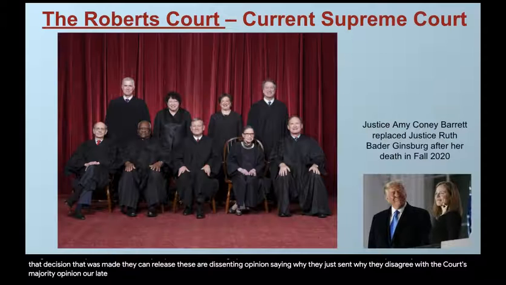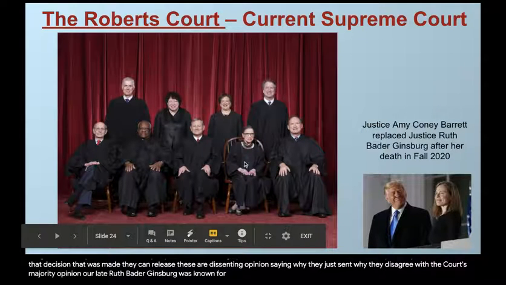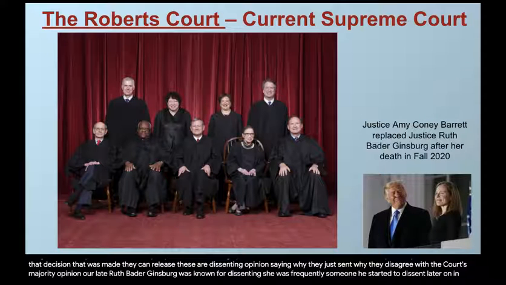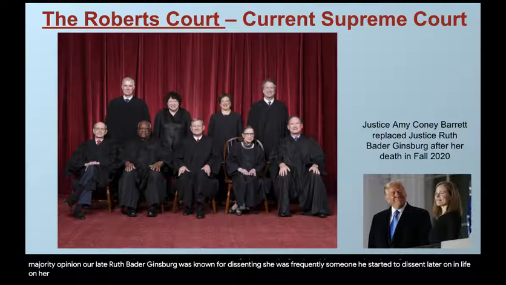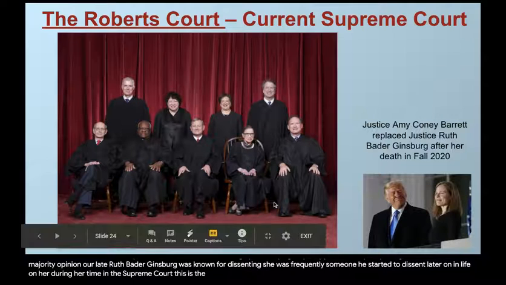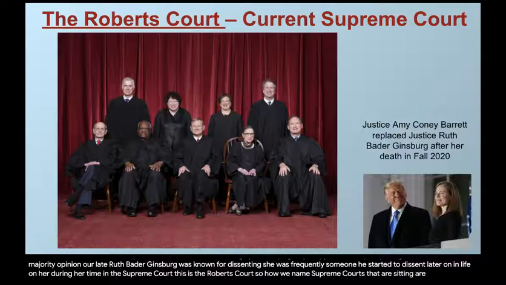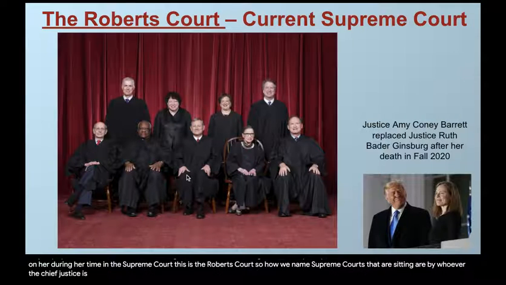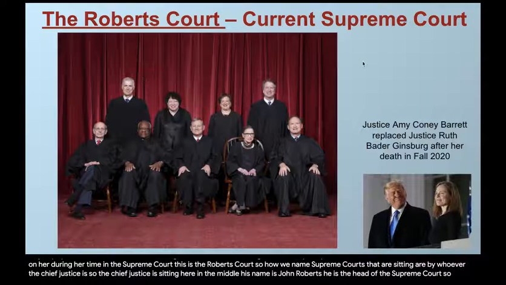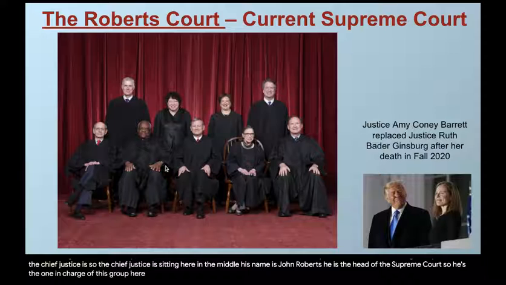Our late Ruth Bader Ginsburg was known for dissenting. She was frequently someone who started to dissent later on in life during her time in the Supreme Court. This is the Roberts Court. How we name Supreme Courts that are sitting is by whoever the Chief Justice is. The Chief Justice is sitting here in the middle. His name is John Roberts. He is the head of the Supreme Court, so he's the one in charge of this group here. And so we call the court the Roberts Court.